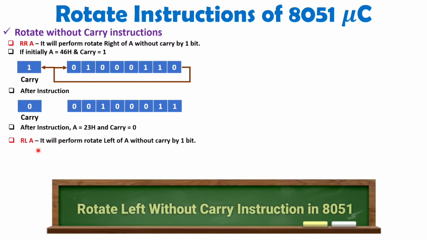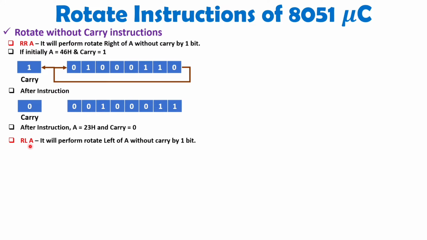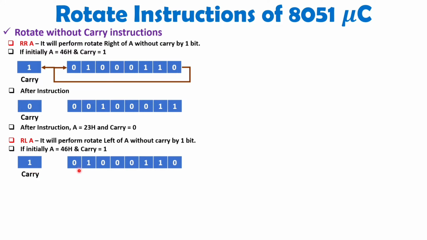Now my dear students, I'll explain rotate left without carry. For that you will have to write RL space A. That will perform rotate left of the accumulator without carry, and that is happening by 1 bit only. Let us consider initially A is 46 hex and carry is 1. So carry is 1 and 4 means 0100, 6 means 0110. That is our initial value.